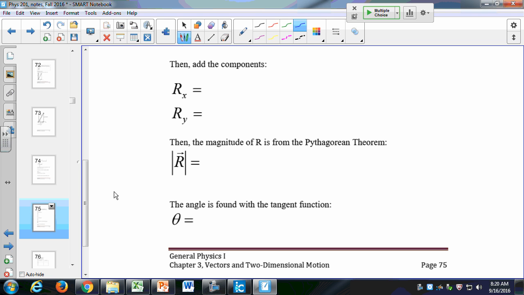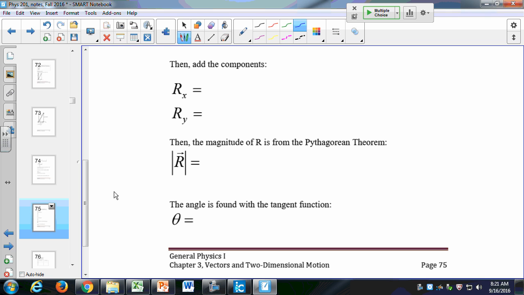What I've done is I found AX. AX was equal to 0.71 meters. And then I found BX. BX was equal to 1 meter. It's not necessarily to scale, but you get the idea. AX, BX, and then I find AY and BY. AY was 0.71, BY was 1.7. Then I add those together, and then I do the vector sum.